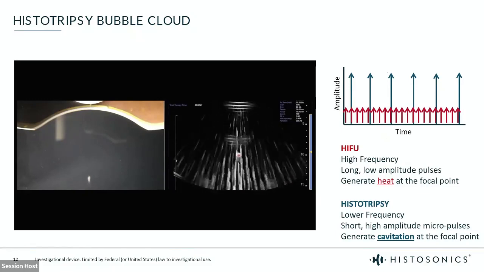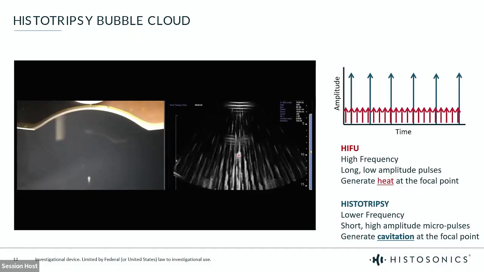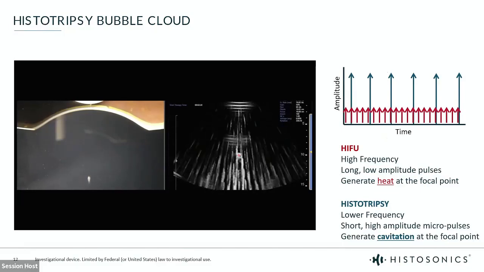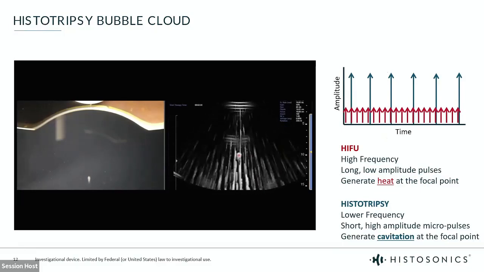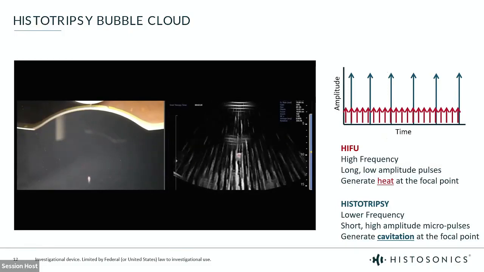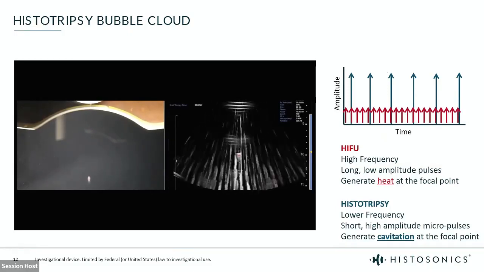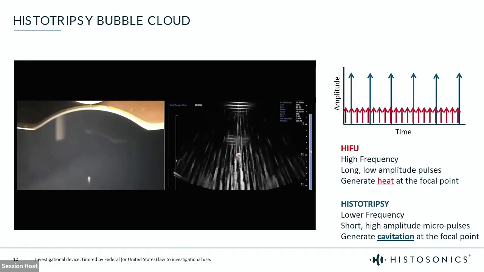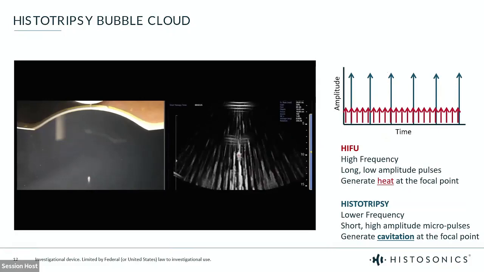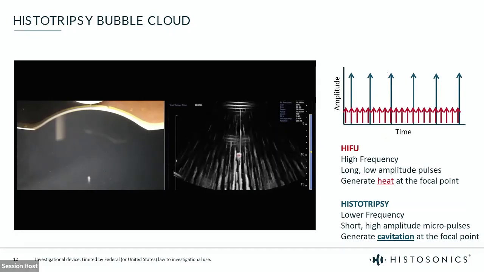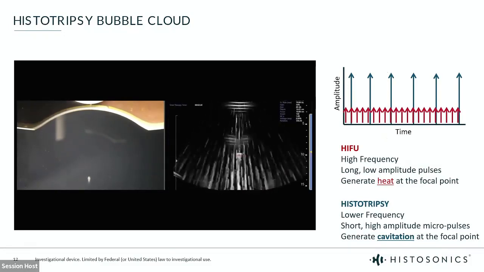I just want to dissuade you from thinking this is HIFU. Yes, it is an ultrasound technology. Yes, it does use ultrasound. However, HIFU is based on heat and on continuous delivery of energy. Histotripsy is based on mechanical destruction. And most of the time that the device is on, there's actually nothing happening. There's no pressure waves being delivered. And for that reason, it produces a very different response than you would see with HIFU.